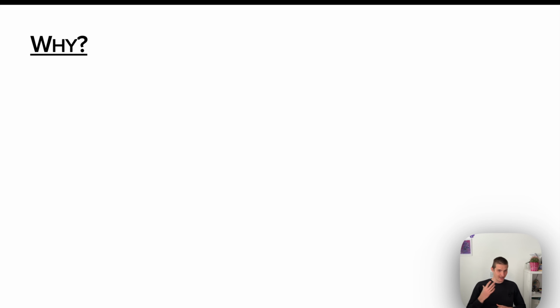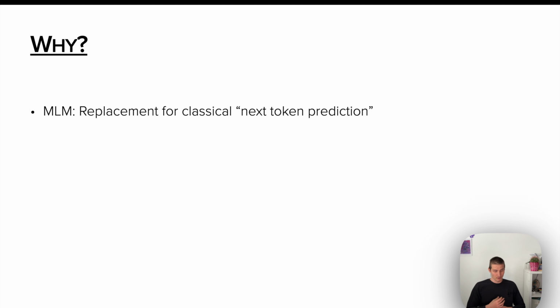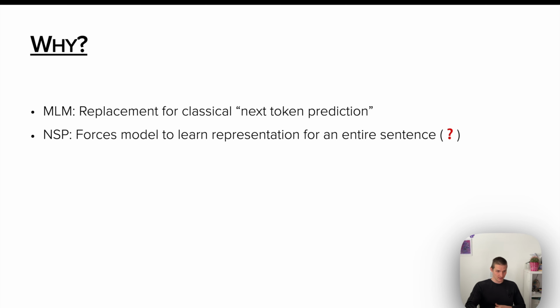So let's recap every change in BERT as compared to GPT-1, for example. So we have masked language modeling, which is a replacement for classical next token prediction that aims to pre-train on a huge corpus of text and get the important information out of it and encode that into the model weights, basically.